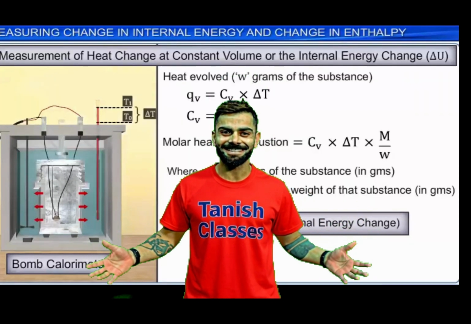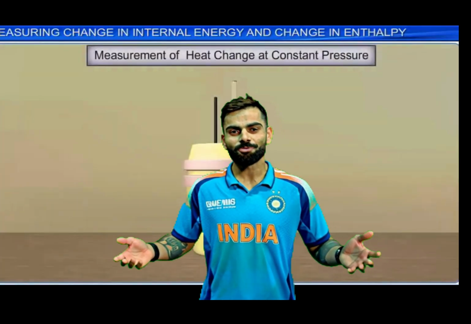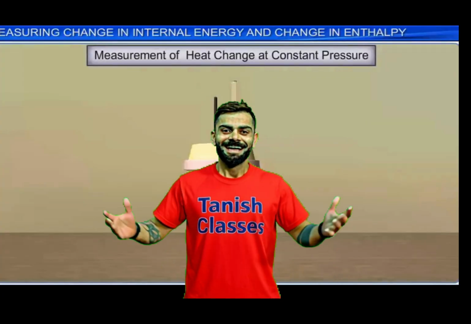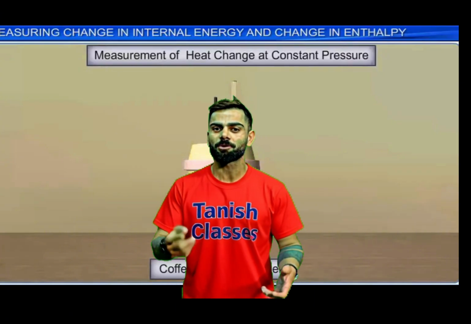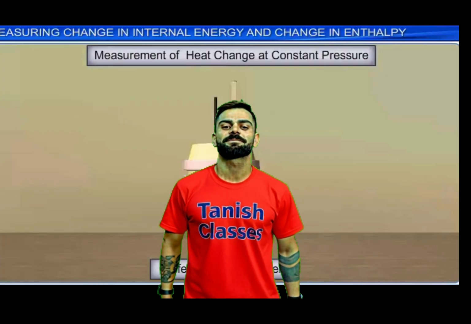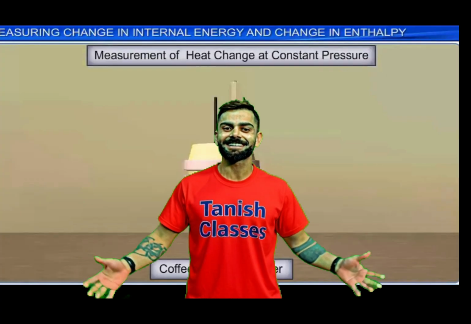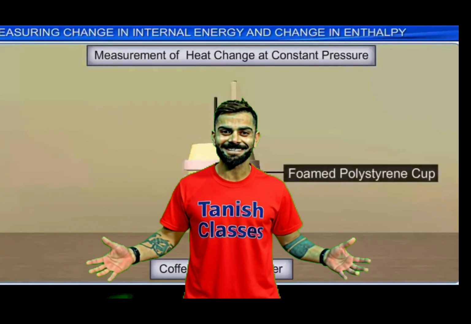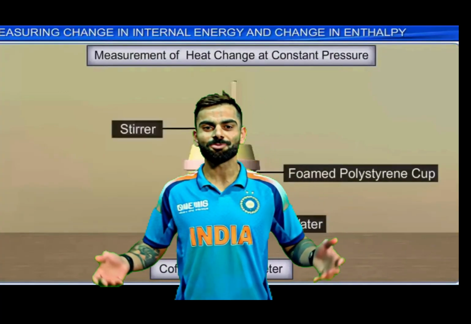Let us now measure the heat changes at constant pressure. To measure the heat changes at constant pressure, a device known as a coffee cup calorimeter is used. These calorimeters are open to the atmosphere. So, these measure heat changes at constant pressure. This calorimeter is a foamed polystyrene cup, partially filled with a known volume of water and fitted with a stirrer and a thermometer inserted through the lid of the cup.